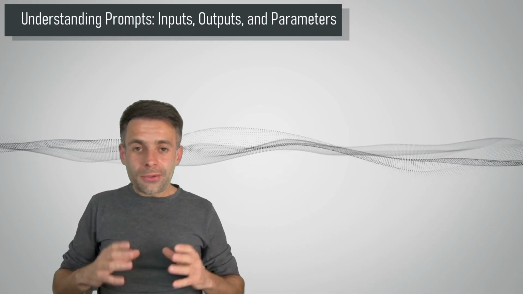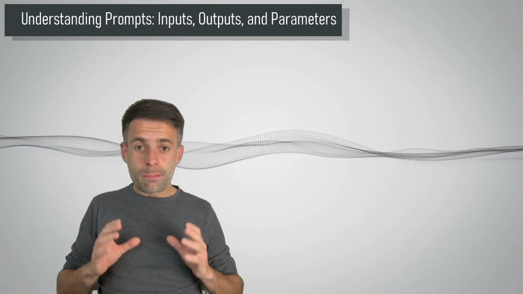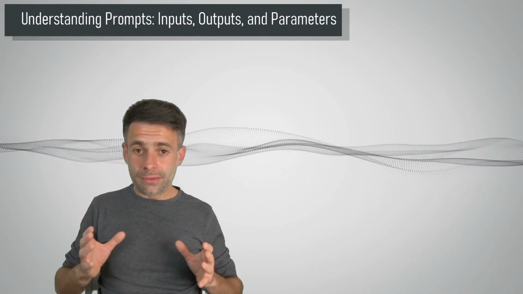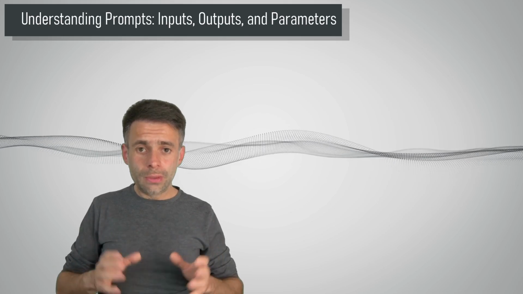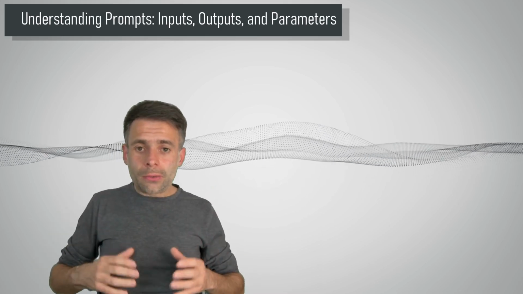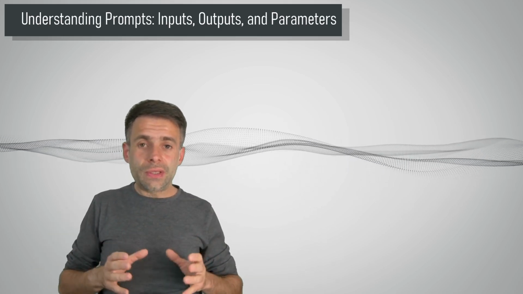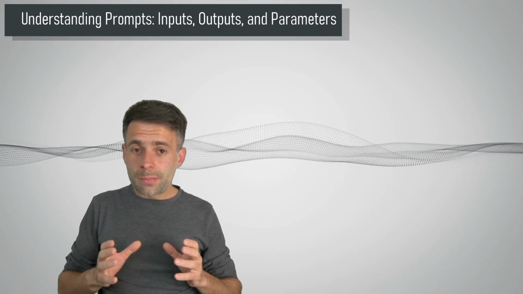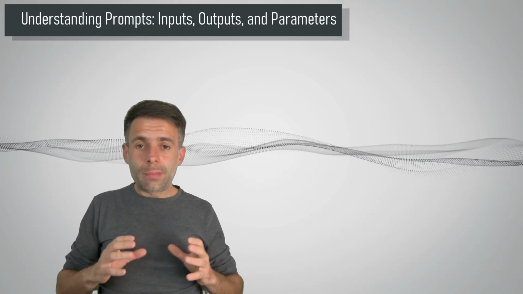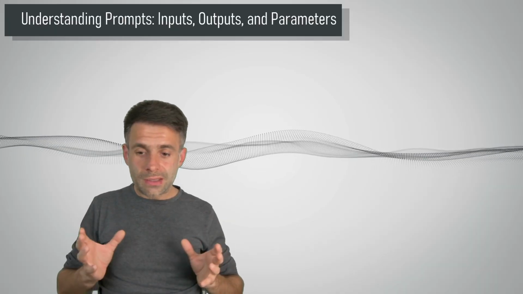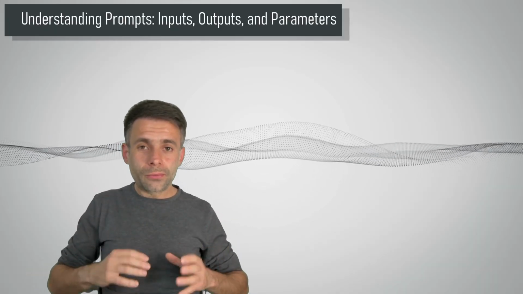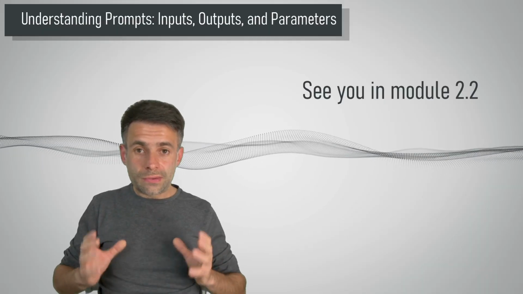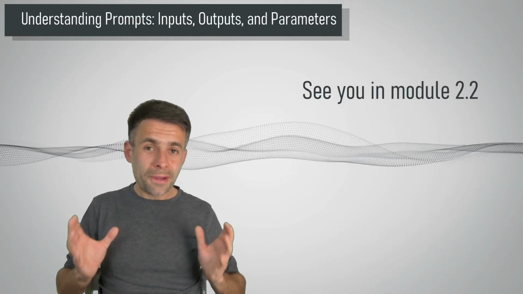Alright, now you should have a better understanding of the basic structure of a prompt: the inputs, the outputs, and parameters. In our next module, we will explore how to craft simple prompts using these fundamentals. Remember, prompt engineering is all about communication and experimentation. So don't be afraid to try new things and keep refining your prompts until you get the results that you're looking for. Happy prompting!